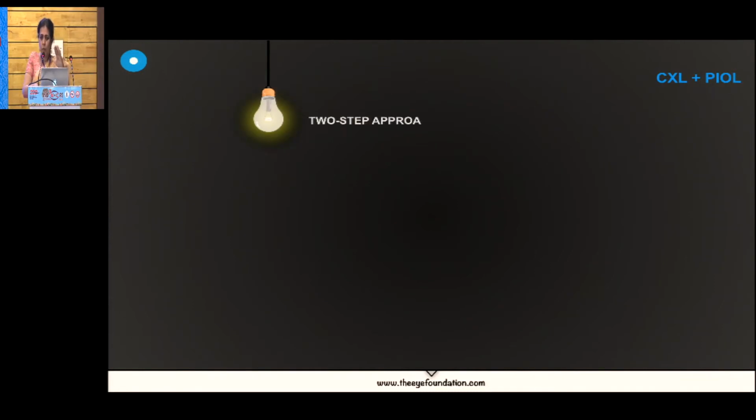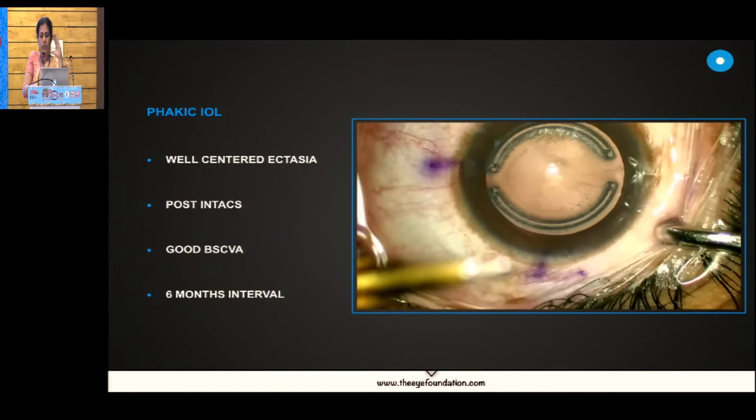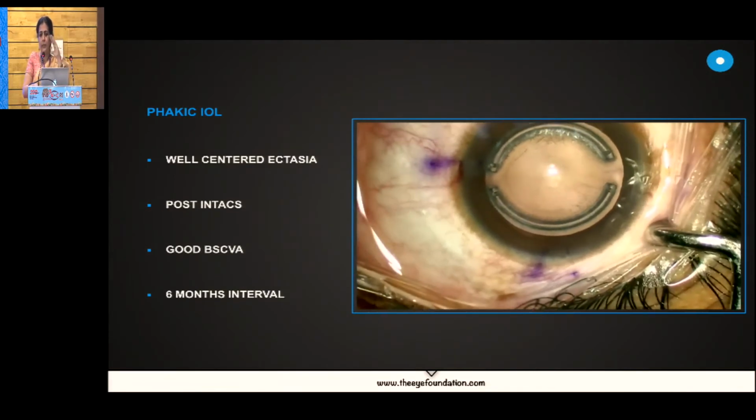And believe me, you have to wait for 6 months. It's a two-step approach. You need the topography to regularize. You need your refraction to stabilize. And if your anterior chamber depth is good, you could do a phakic ICL. I'm not showing the case for the paucity of time.